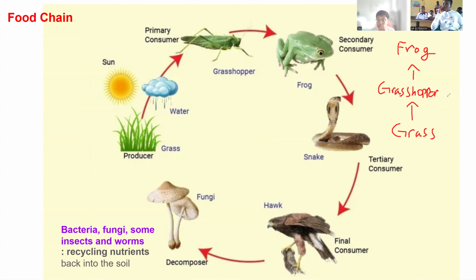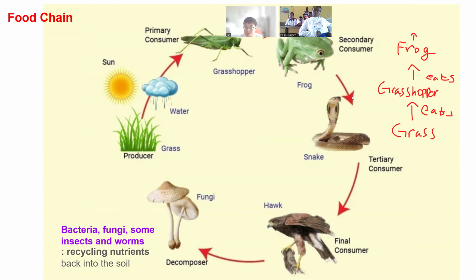Did that make sense for you? I hope. Yes. Okay. You just write grasshopper eats the grass. The frog eats the grasshopper, and then it continues. Like a snake eats the frog. So here, from frog to snake.